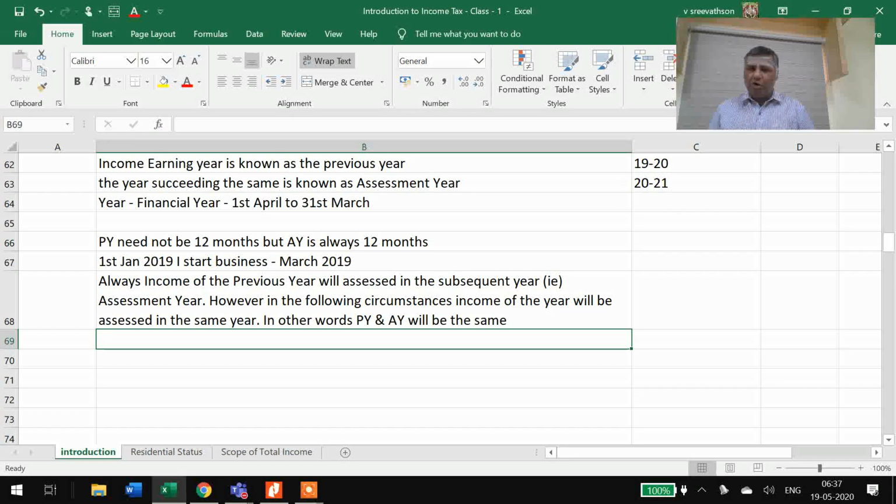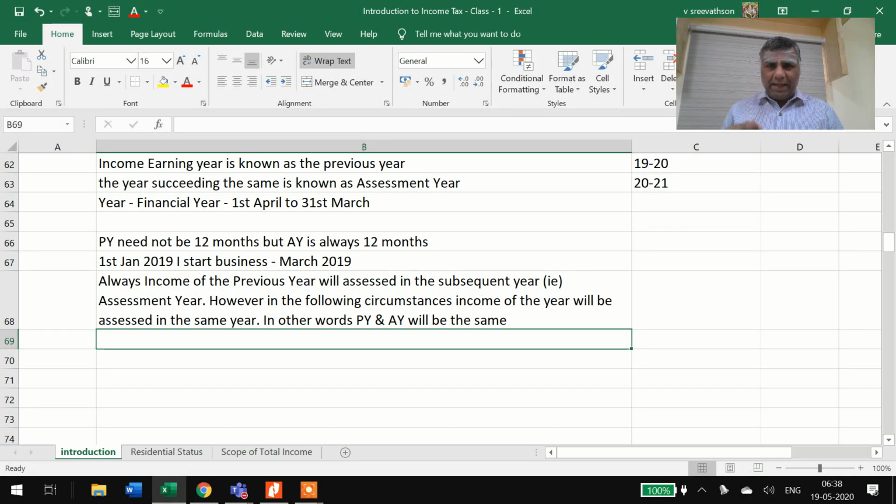However, in the following circumstances, income of the year will be assessed in the same year. In other words, the previous year and assessment year will be the same. I will not wait for the year to get over. I will assess it, I will tax it then and there.